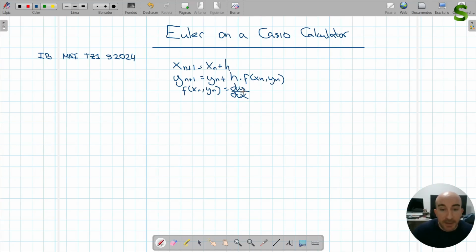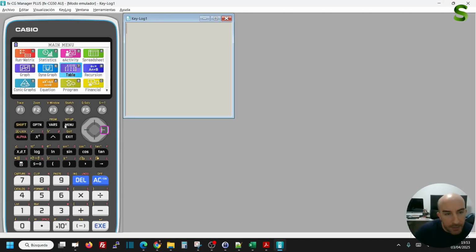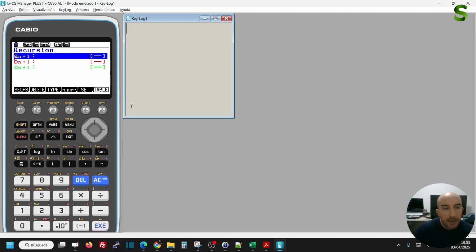So these types of exercises are very easily solved on a calculator. We are going to go to the menu called recursion, option 8 here, and I click on x, and we're going to get these options. an+1 is going to be the next x, and bn+1 is going to be the next y.